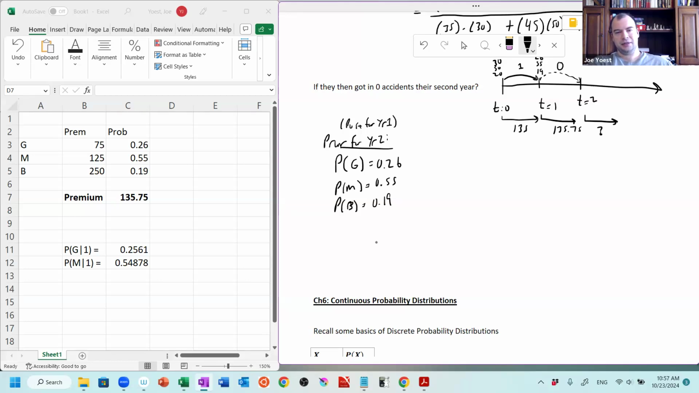So they got in 0 accidents the second year. What's their posterior for year 2? There's probability of good given 0, probability of moderate given 0, and probability of bad given 0. So we're chaining on one new piece of information, then another new piece of information, then another new piece of information as we get more experience with this person year after year.